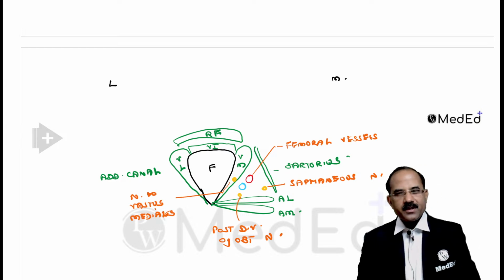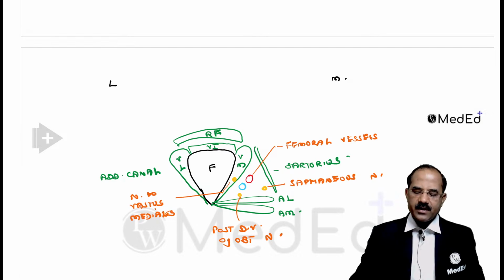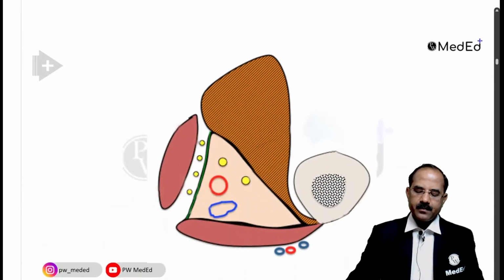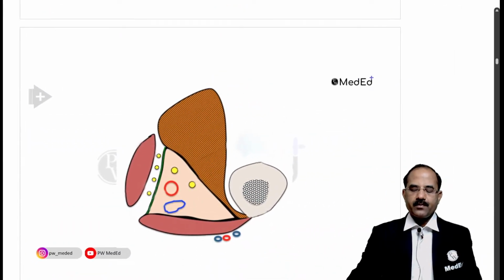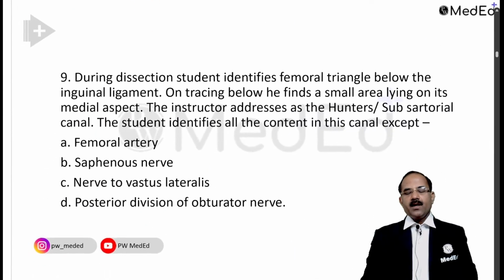Fine, children. I hope this is clear to all of you. Yes. So what is the answer for this? One minute, just have a look at this slide. So the opposite side, you'll get confused. That's fine. Answer this MCQ.